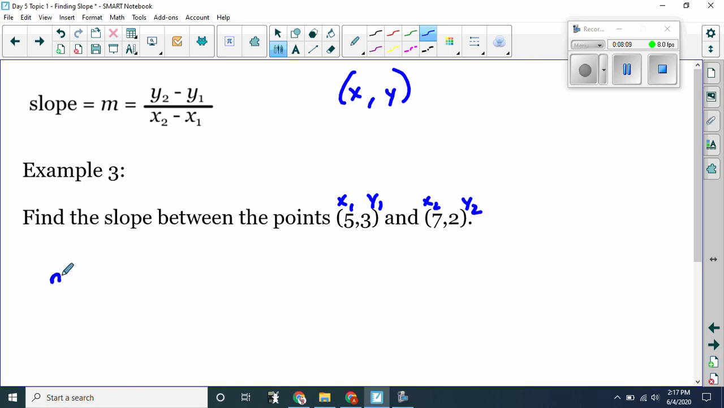Next thing you're going to want to do is write down the formula. Write it down every single time, every problem. Y sub 2 minus y sub 1 over x sub 2 minus x sub 1. And then we're going to plug in things where they go. So y2, we labeled y2 is 2. So I'm going to put 2 in for the y2. And then it says minus y sub 1. Y sub 1 is 3. X sub 2 is 7. And x sub 1 is 5.